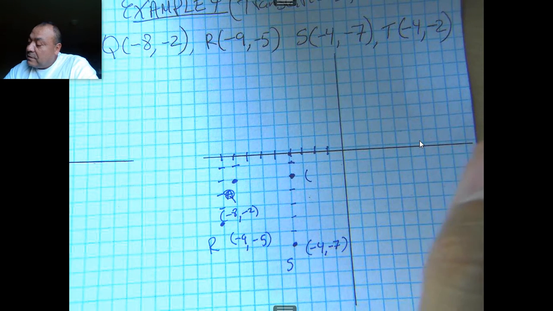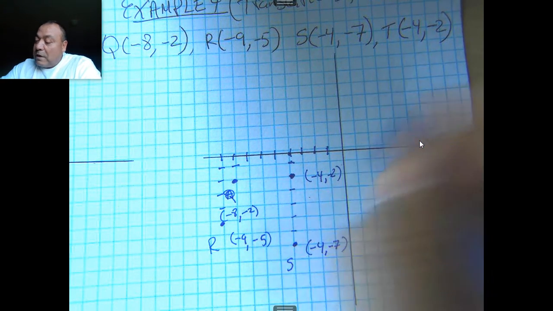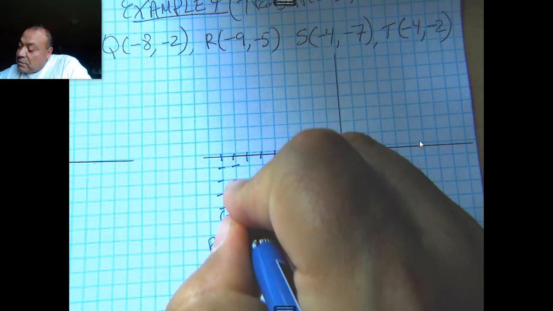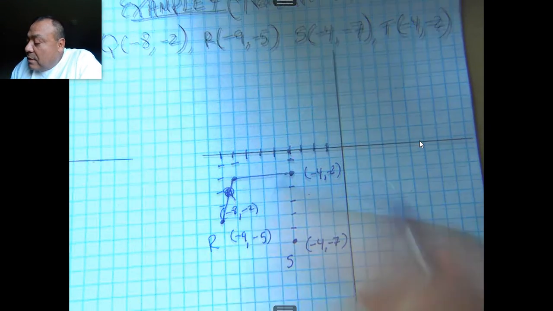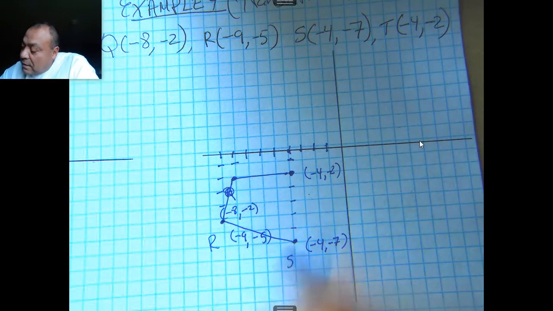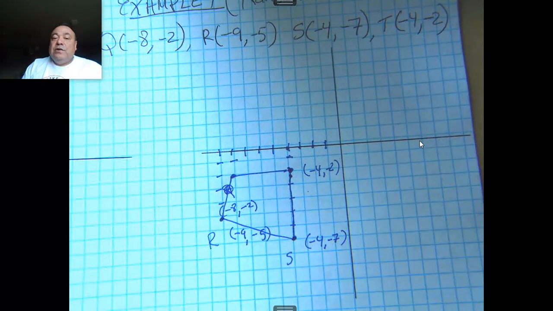So let me see what we have here. -4, -2. So my quadrilateral, guys, is going to unite these two points, R, S, and then here. And I'm going to go here and then here. Now, you need to visualize this, guys.